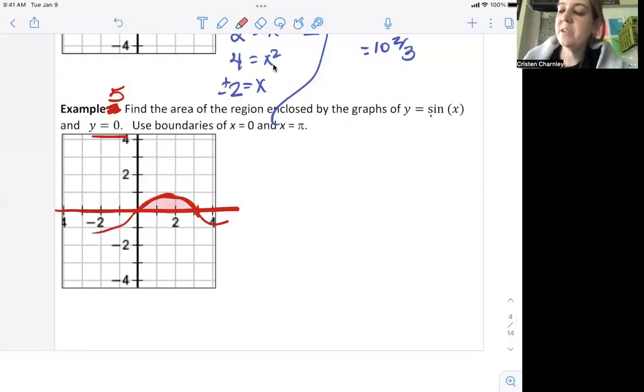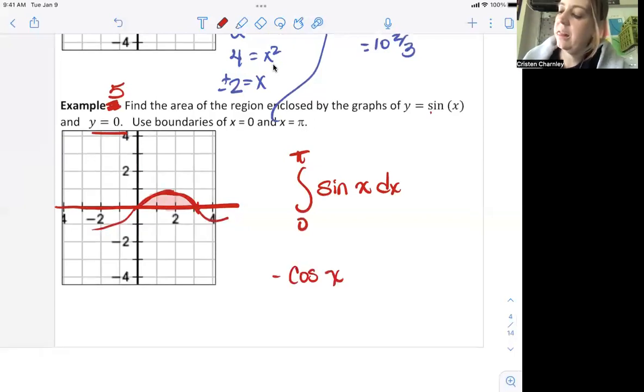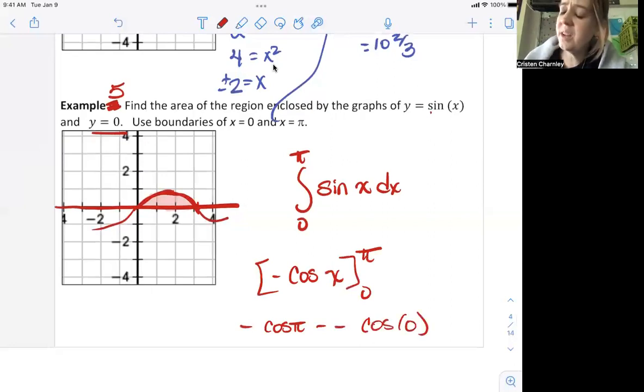Now, the nice thing about this integral is they already told us what the boundaries were. They are 0 and pi, sine of x dx. You could do that by hand. The antiderivative of sine is negative cosine, between 0 and pi. So negative cosine of pi minus a negative cosine of 0. Cosine of pi is -1. Plus cosine of 0 is +1. So we have 1 plus 1, which is 2.